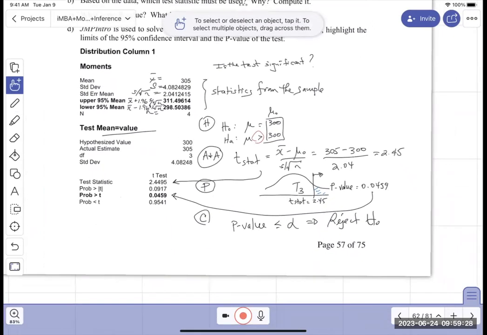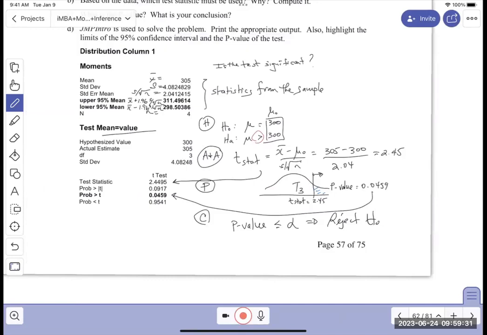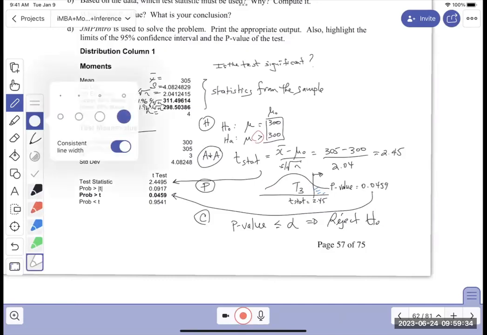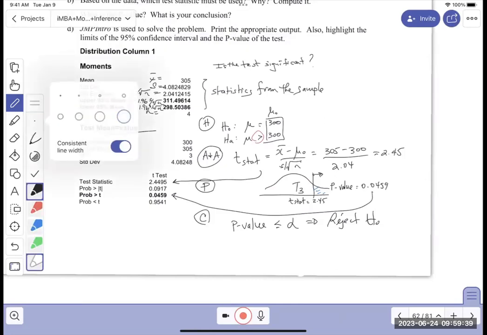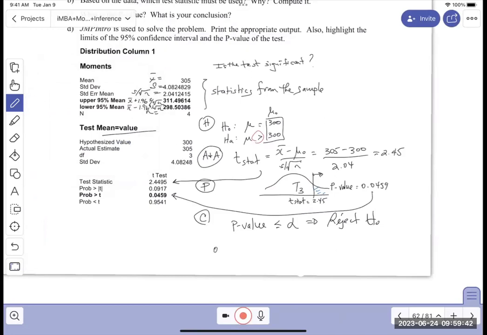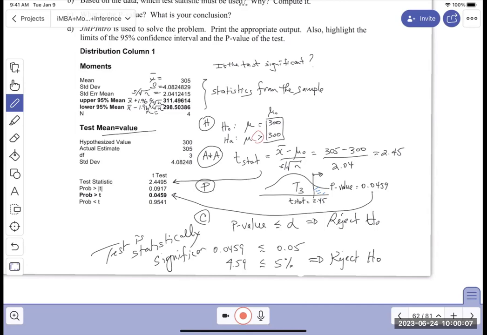So 0.0459 is less than 0.05, or you could write it as 4.59 is less than 5%. So you do reject the null hypothesis, and the test is statistically significant. And so now we go back and see what in the world we are talking about.